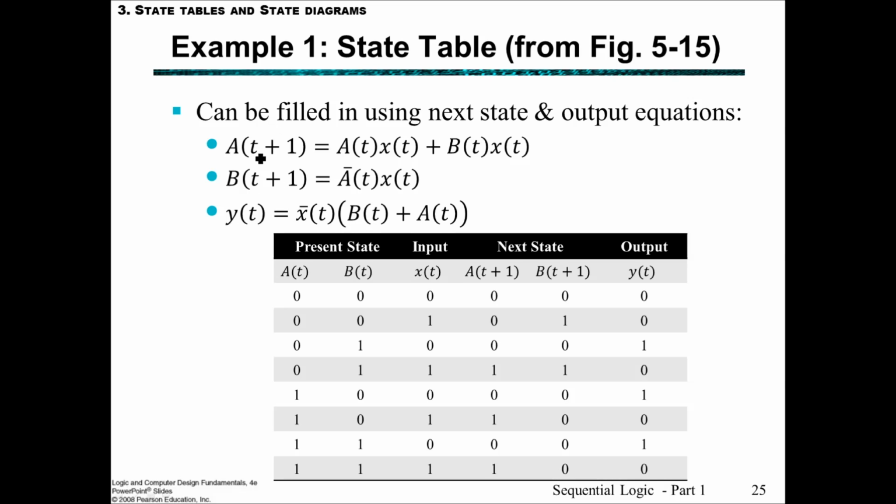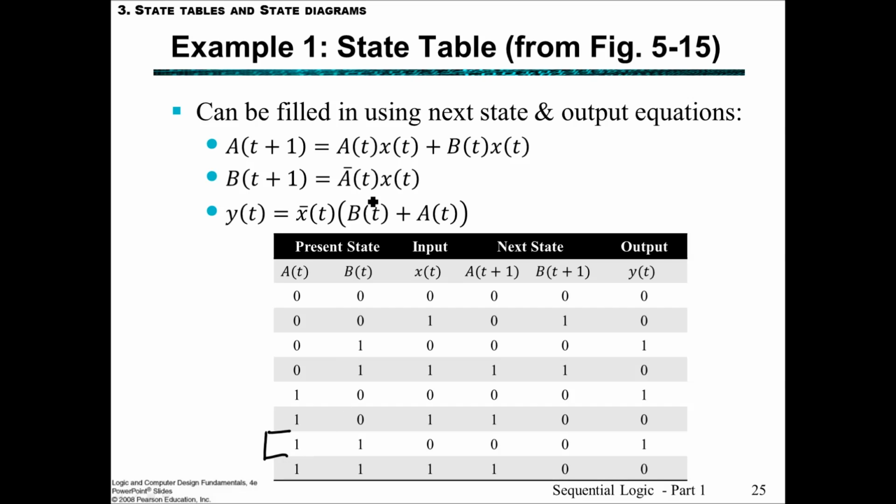So I won't go through this line by line, but let's just do the first line. For the first next state equation, we have A at time t plus 1 is A, which is 0, and x, which is 0, or B, which is 0, and x at time t, which is 0. So that equals 0. That's good. And then B at time t plus 1 is not A at time t, so that's 1 because this is 0, and x at time t, which is 0. So 1 and 0 equals 0. For the output, we've got not x at time t, so that's 1 here, and either B at time t or A at time t, both of which are 0. So 1 and 0 or 0 is equal to 0. So this is the output there.